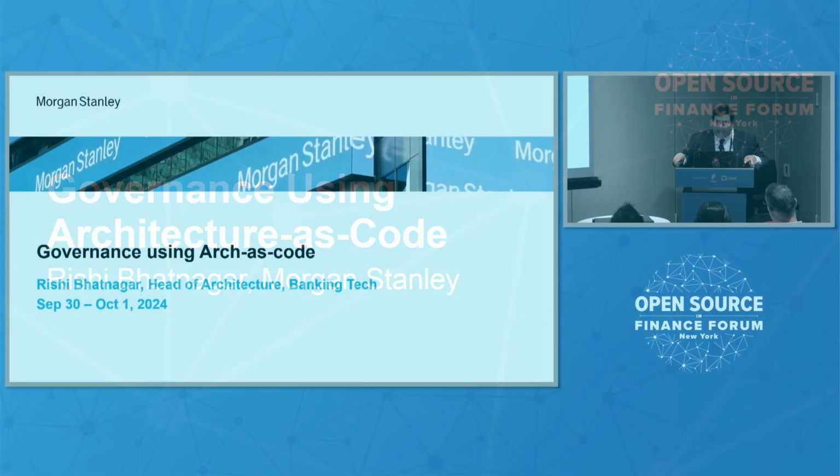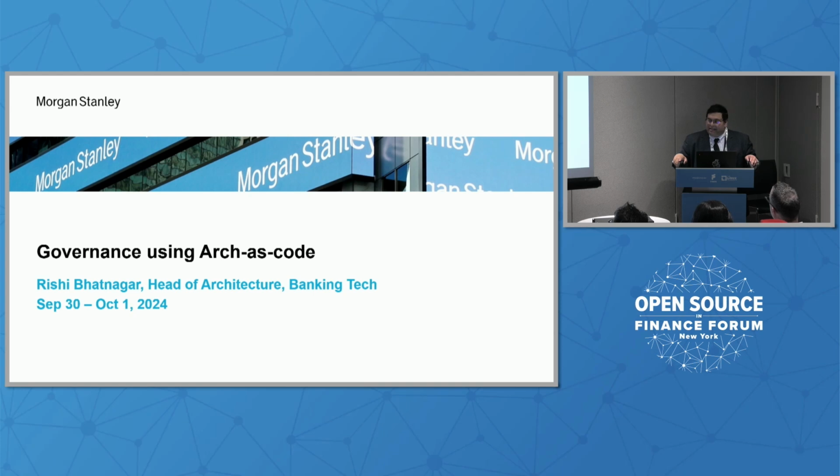My name is Rishi Bhatnagar. I'm the head of architecture, banking technology within wealth management in Morgan Stanley. And what I'm going to be talking about is governance using architecture as code.